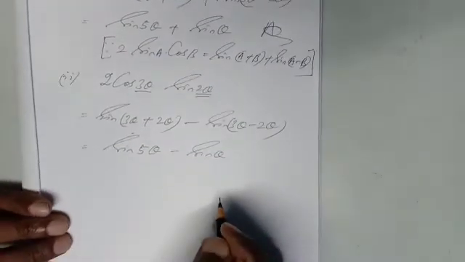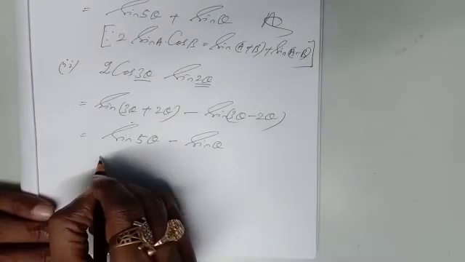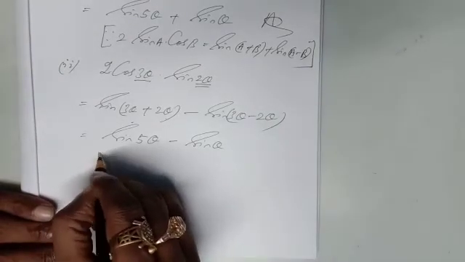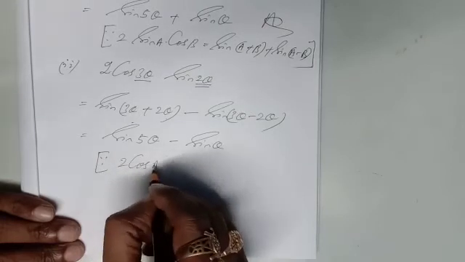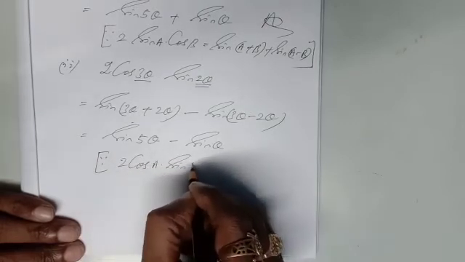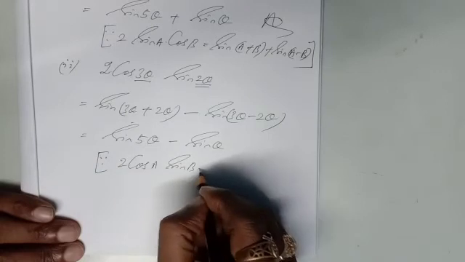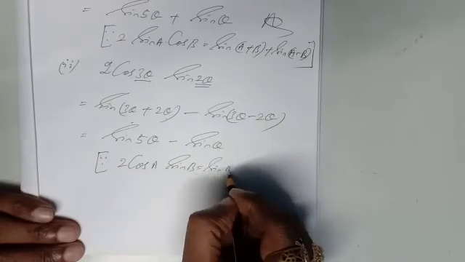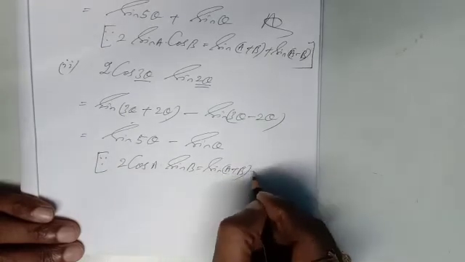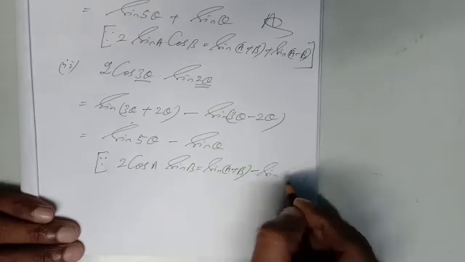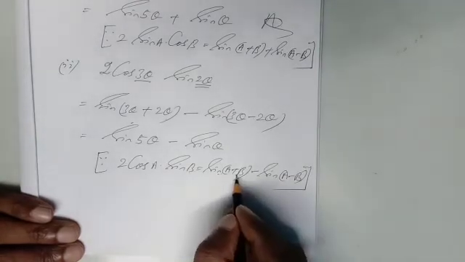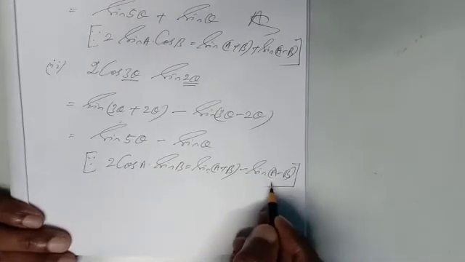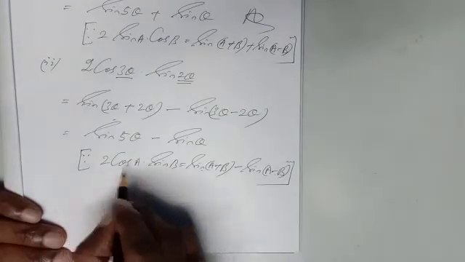I am writing the formula here for you. 2 cos A sin B: the formula is sin(A plus B) minus sin(A minus B). Sin(A plus B) minus sin(A minus B), the result is 2 cos A sin B.